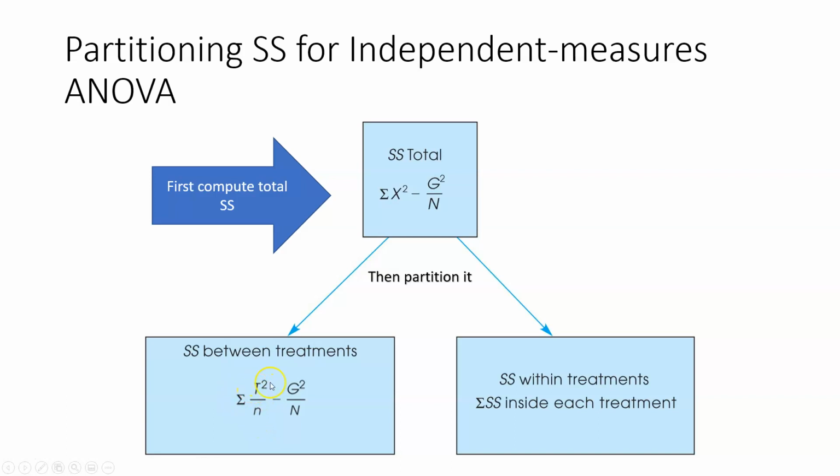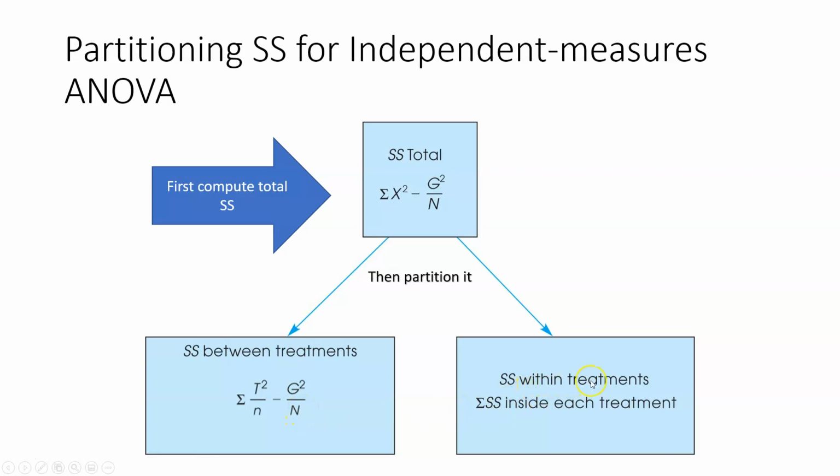The sum of t squared over n represents the t for each condition squared divided by the n for that condition that you took the t. After you figure out that for each condition, then you sum them up and then subtract this component of the equation. So if you have 3 conditions, then you'll have this part here plus another part here plus a third part here, and sum them up and then finally subtract g squared over n.